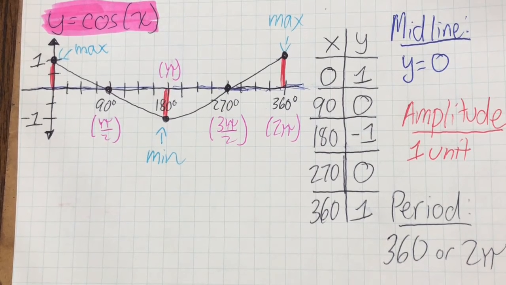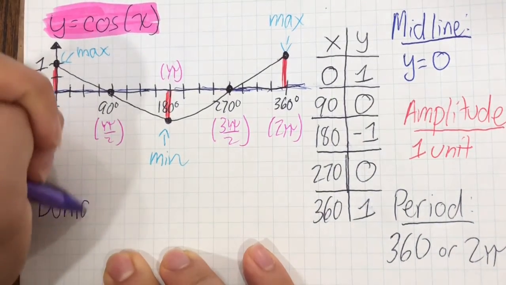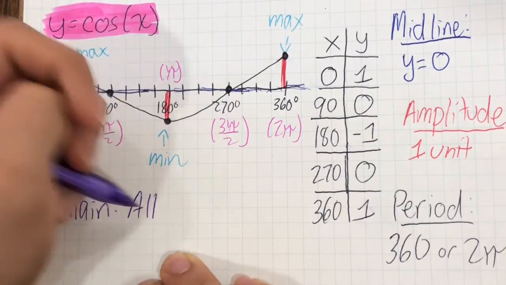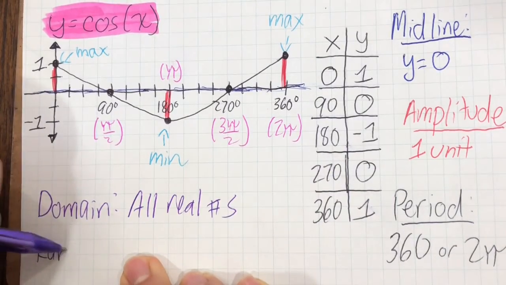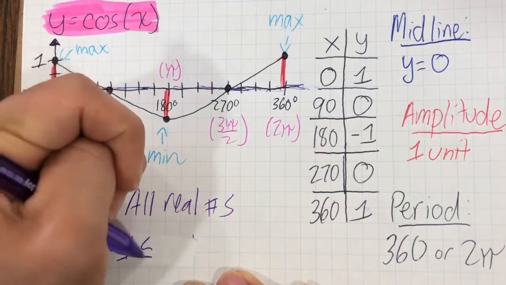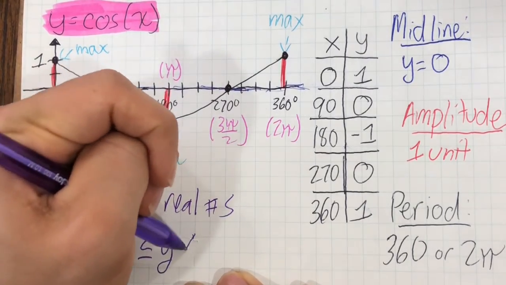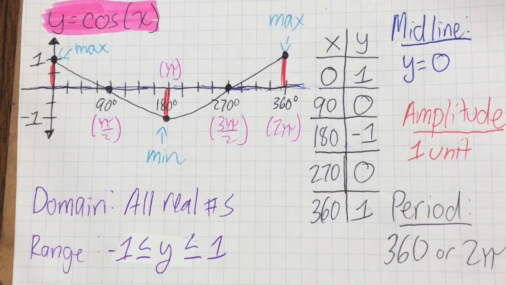And then for the domain and range, it's the same exact thing as sine of x. So my domain is still all real numbers. And then the range would be -1 is less than or equal to y, which is also less than or equal to 1. All right? So we were able to identify the 5 characteristics for sine of x and cosine of x, and they're both the same characteristics.